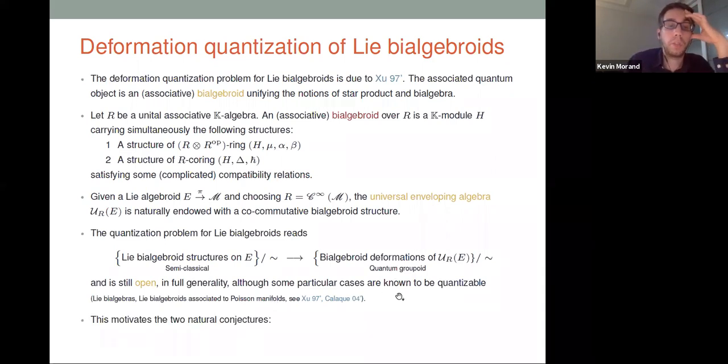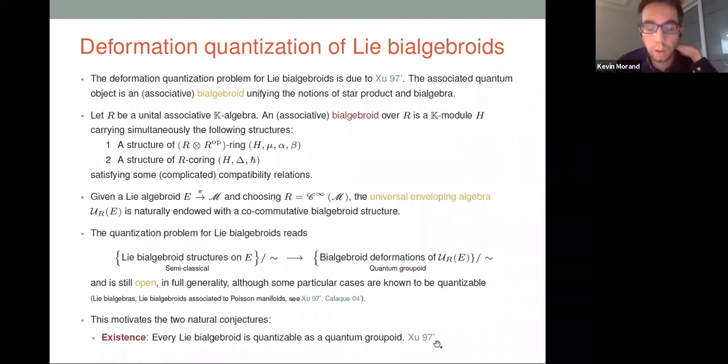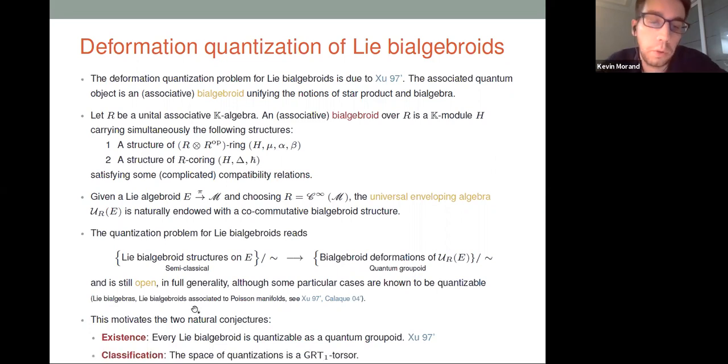Okay, so given this, we can formulate two natural conjectures, as has been done in the literature. In 97, Xu formulated the following conjecture, that every Lie bialgebroid is quantizable as a quantum groupoid. That means that we can find a quantization map, so we can solve this quantization problem. So this is a natural conjecture that can be made, given that we know that it is the case for Lie bialgebra and Poisson manifold, which are particular examples. Also, we know that there is some action of GRT1 on these two quantization problems. So a natural conjecture is that the space of quantizations for Lie bialgebroid is a GRT1 torsor. So there is some action of GRT1 on the space of quantizations. These are two natural conjectures that have been made in the literature.